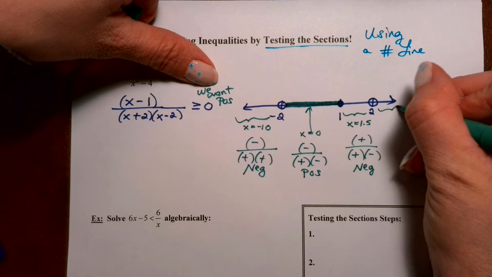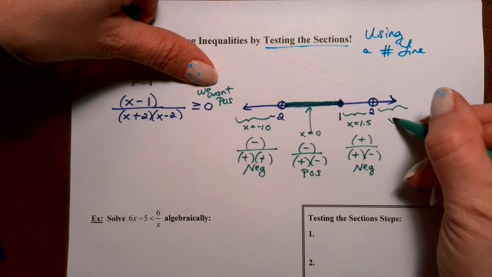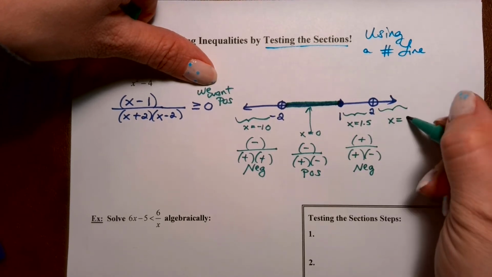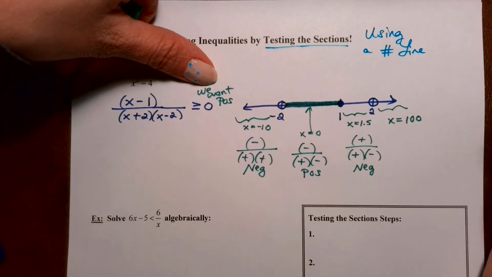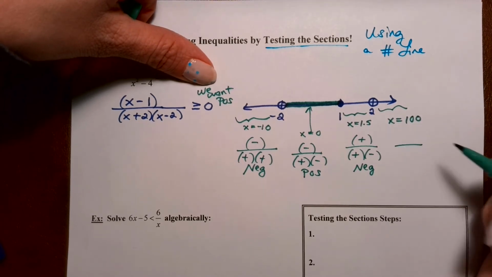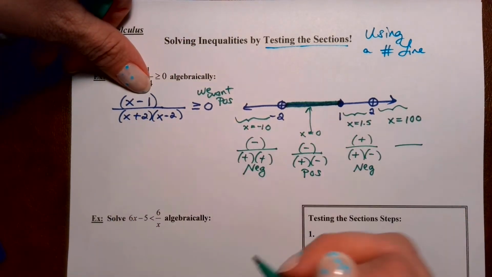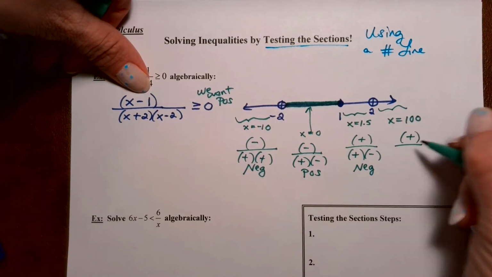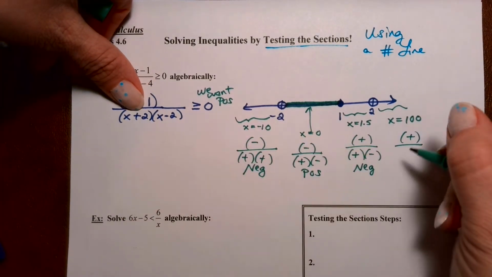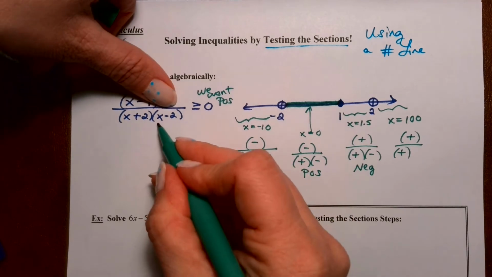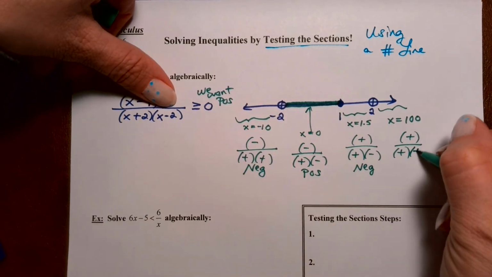And now we have the last section. I'm going to test the number 100. Why so big, you say? Sometimes it's easy to think big. 100 minus 1, clearly positive. 100 plus 2 more, positive. 100 take away 2, positive.